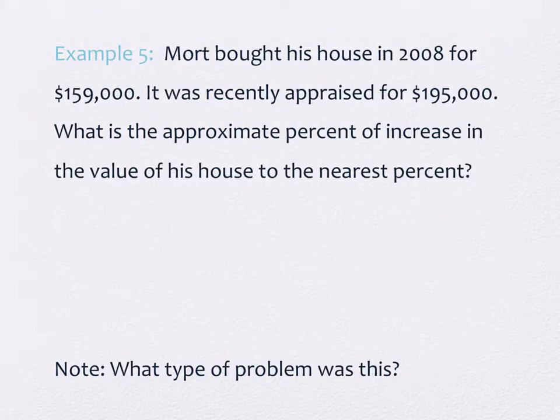Number 5. Mort bought his house in 2008 for $159,000. It was recently appraised for $195,000. What is the approximate percent of increase in the value of his house to the nearest percent?